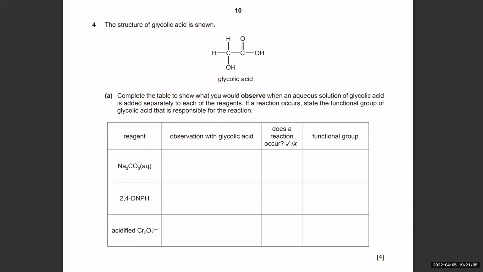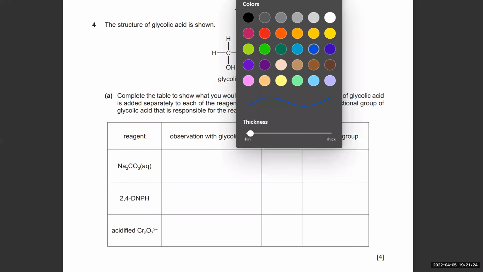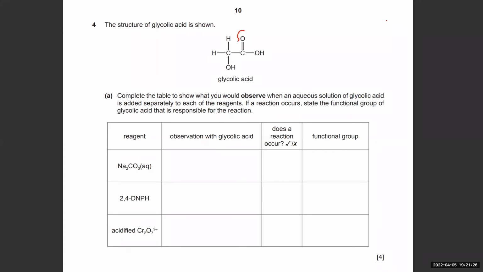So now this one is W18QP23, and it says complete the table to show what you observe when an aqueous solution of glycolic acid is added separately to each of the reagents. If a reaction occurs, state the functional group of glycolic acid that is responsible. So this glycolic acid has two specific functional groups. It's got a carboxylic acid and it's got a primary alcohol.